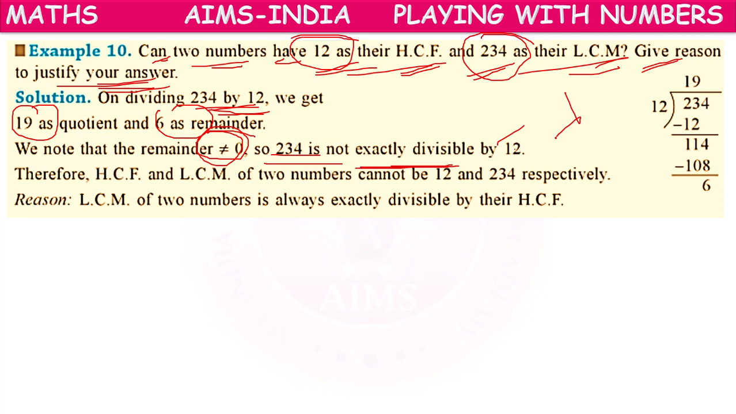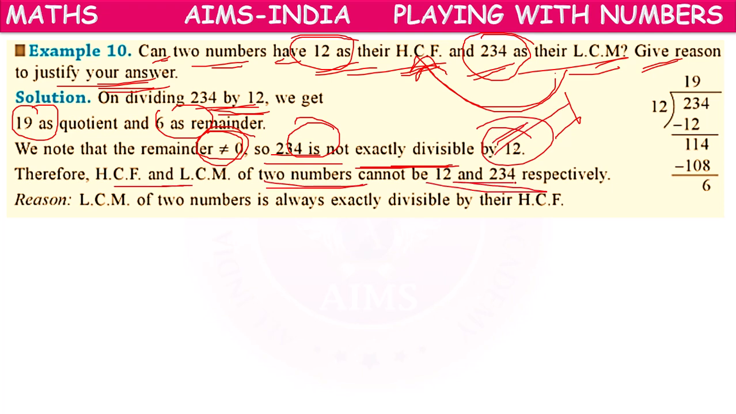It is wrong, because LCM is always divisible by HCF for the given two numbers. If it is not divisible, they are not the HCF and LCM of the given two numbers. So for the two numbers, these two values cannot be the HCF and LCM, because LCM is always exactly divisible by HCF. That also we can prove.